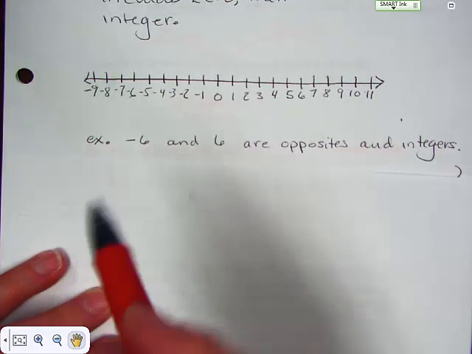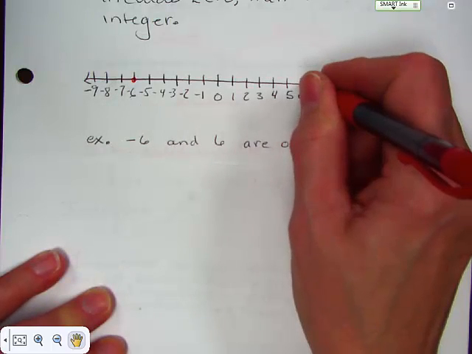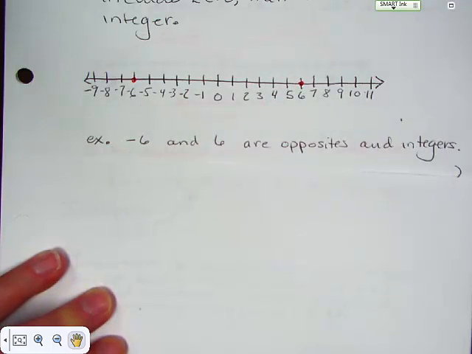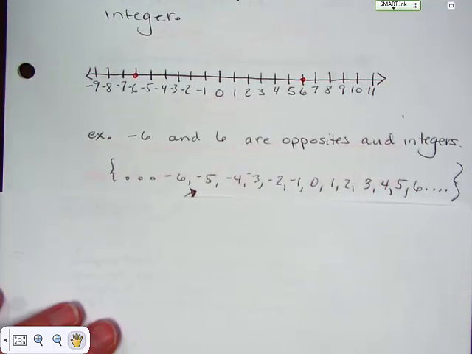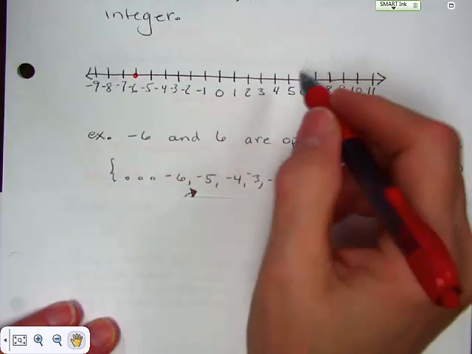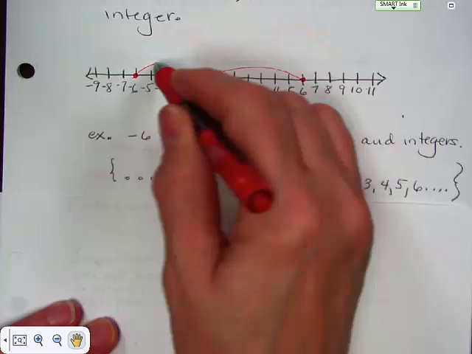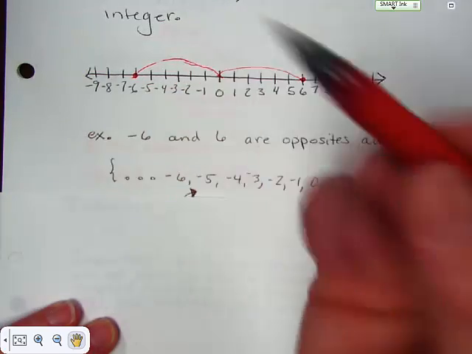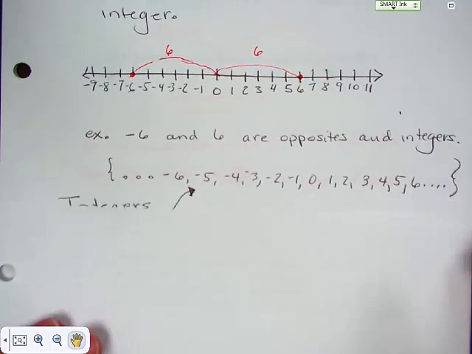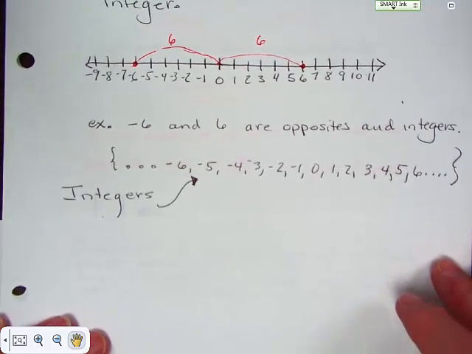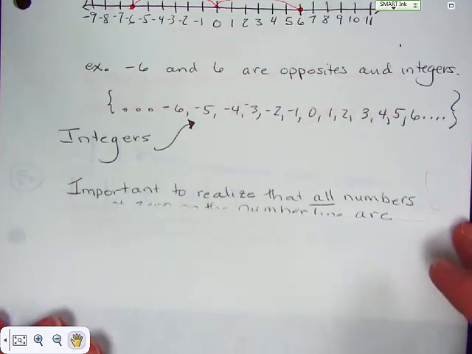Now, one thing about integers is that we can talk about opposites. So, -6 here and 6 over here, those two numbers are opposites. They are opposites because they are the same distance from 0. So if I counted from here to 0 and I counted from here to 0, there would be the same number of spaces, 6 here and 6 here. Here's a list of integers in case you didn't remember how to write integers in a list.